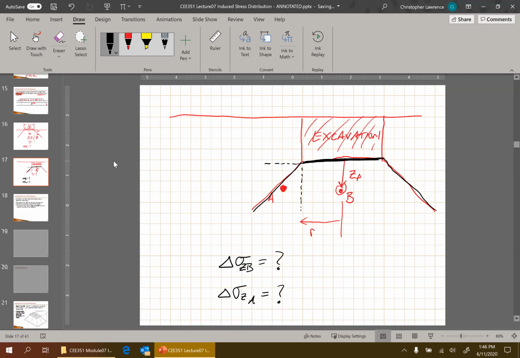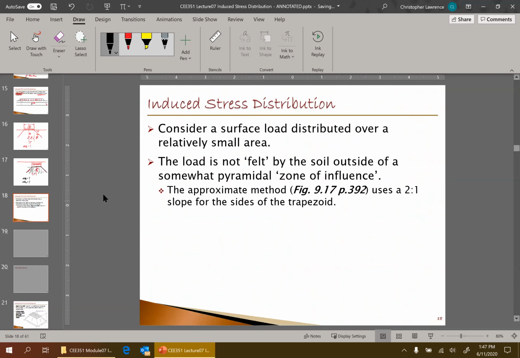And in 3D, this goes into the page. This would be like almost a pyramid-shaped zone of influence that's below this load. But like it says here, the load is not felt by the soil outside of that pyramid.